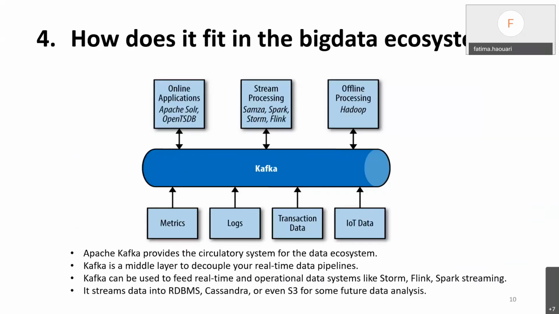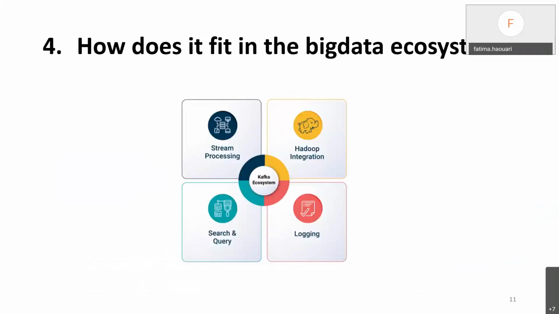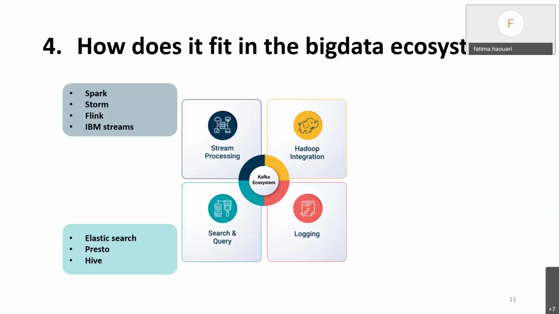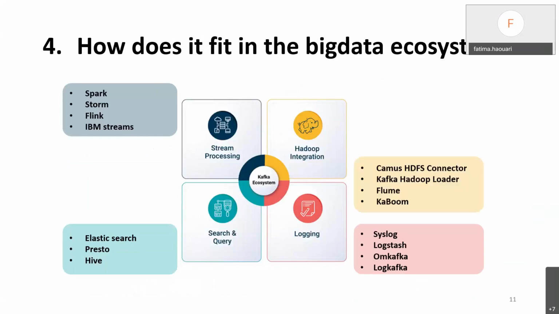So how does it fit in the big data ecosystem? We can say that Apache Kafka provides the circulatory system of the data ecosystem, as it can act as a middle layer to decouple your real-time data pipelines. It can be used to feed real-time and operational data systems like Storm, Flink, and Spark Streaming. It can also stream data to databases like RDBMS, Cassandra, or even Amazon S3 for future data analysis. It supports integration with many stream processing frameworks like Spark, Storm, Flink, and IBM Streams, just to name a few. It also supports integration with Elasticsearch, Hive, logging tools, and Hadoop using many platforms.